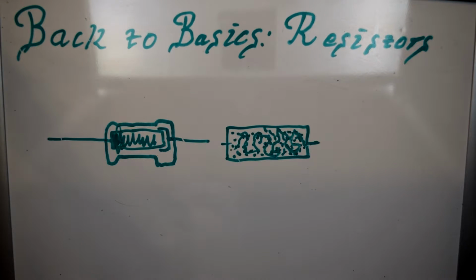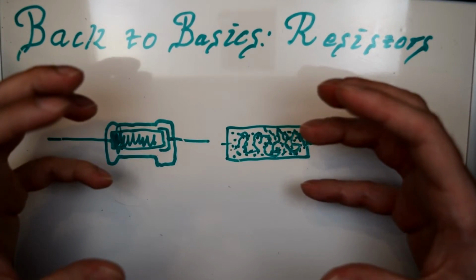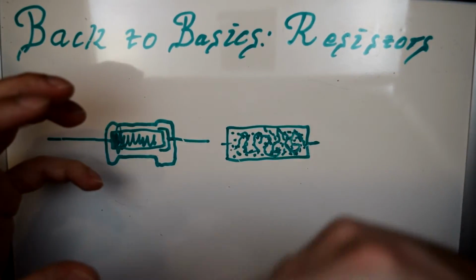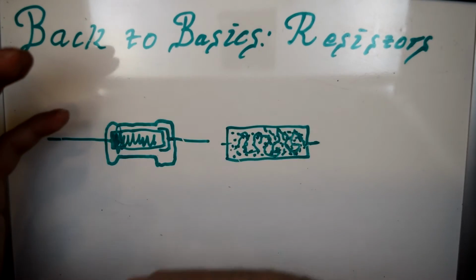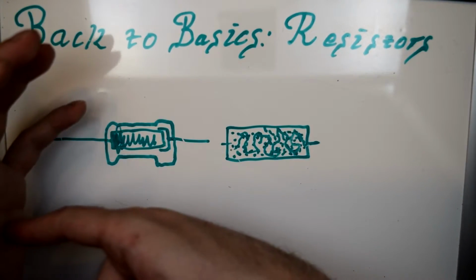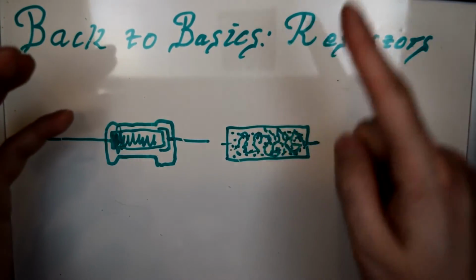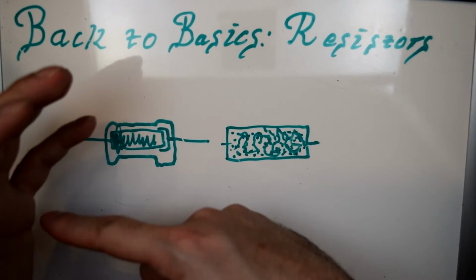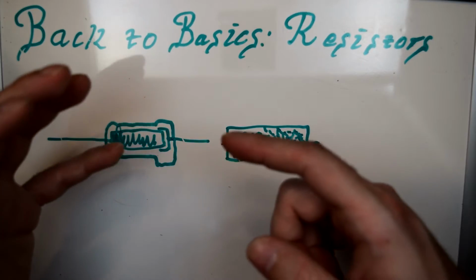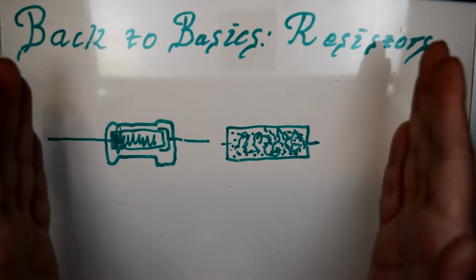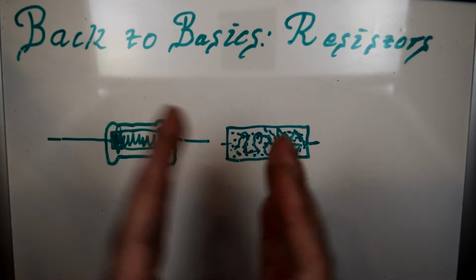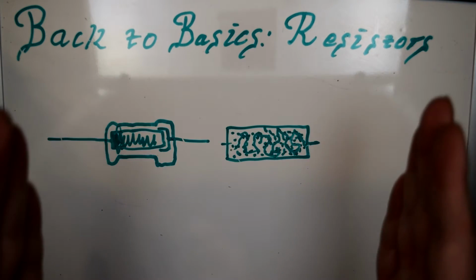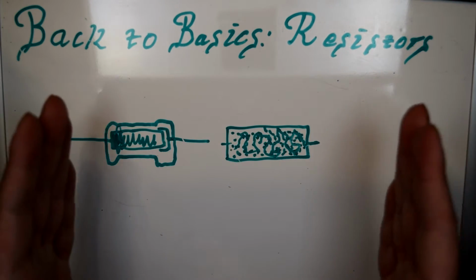And the reason why you wrap that in the opposite direction is that the magnetic fields that are generated by the current flowing through the one wire are going to be canceled out by the magnetic fields being generated by the wire going in the opposite direction. If you do the exact same amount of turns in one direction and the other direction, it completely cancels out any inductive qualities of that wire wound resistor.